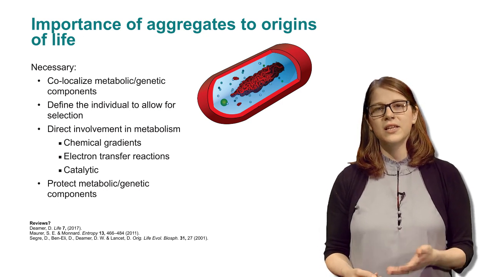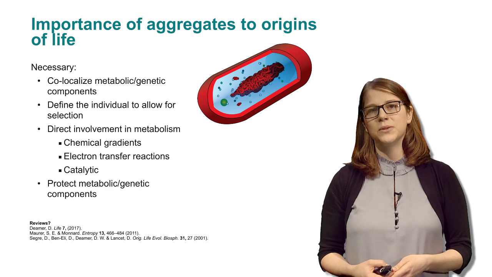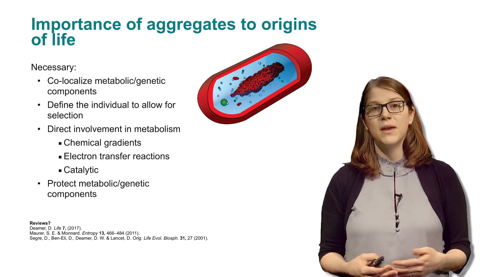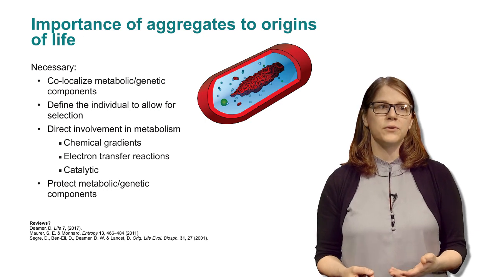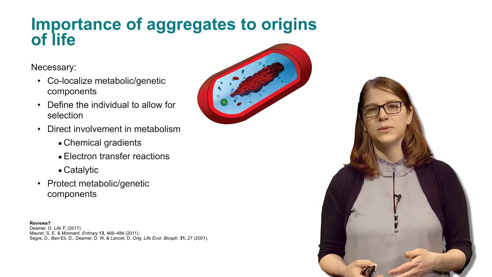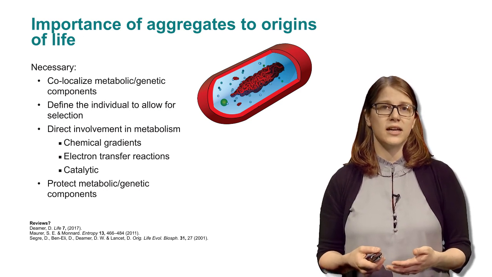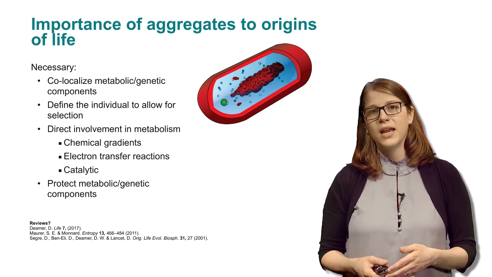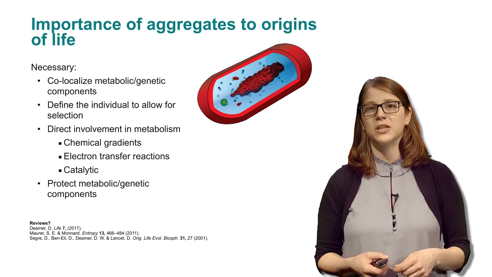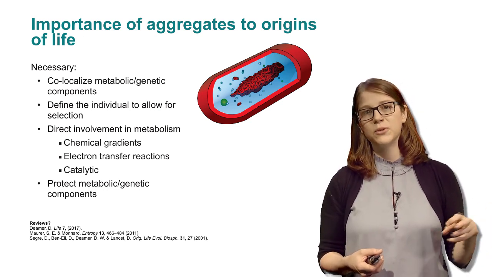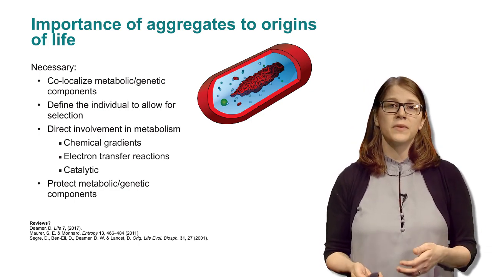And then the other thing that aggregates can really do is interact with the metabolism. So not only are membranes necessary for things like electron transport and for defining chemical gradients within a cell, but aggregates can also be used to catalyze reactions directly. And we see this when we think about how fast a reaction will occur in a hydrophobic phase, like in a protein pocket, versus in a hydrophilic phase, like straight water.